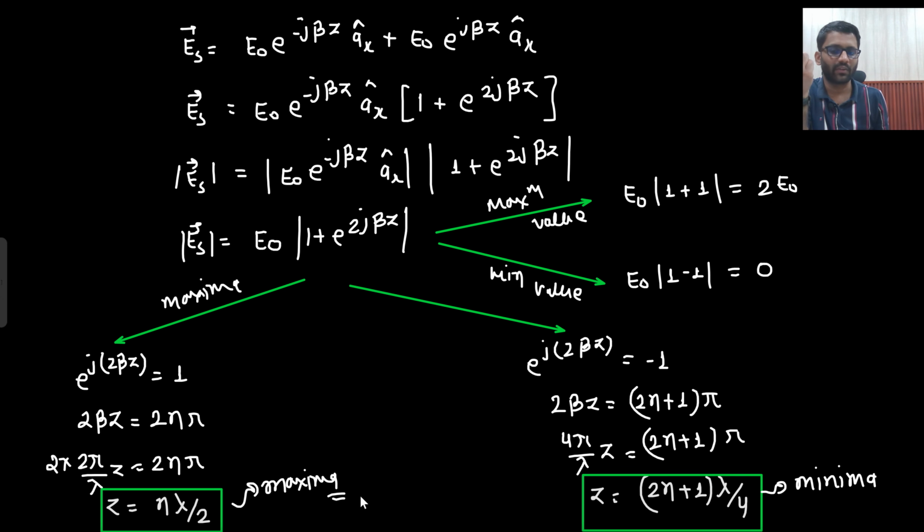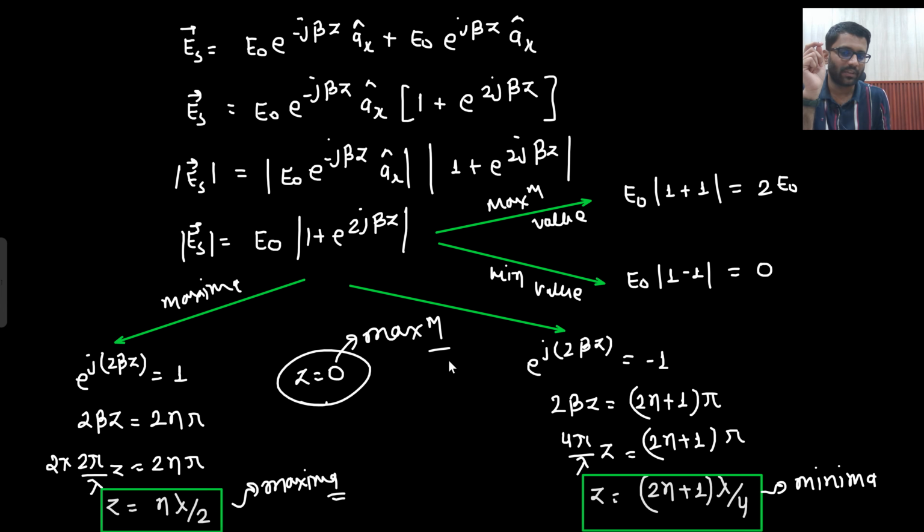And once I have calculated the location of maxima, that means if I put n equals to 0, what am I getting? Z equals to 0. That means my maxima is at Z equals to 0.